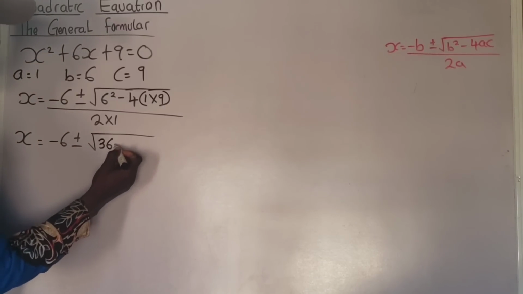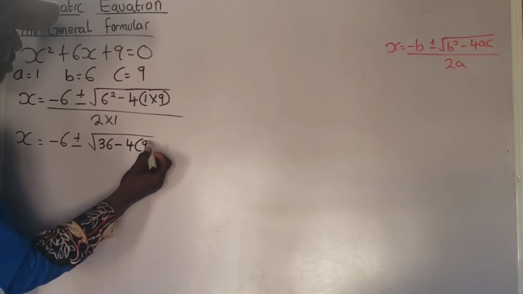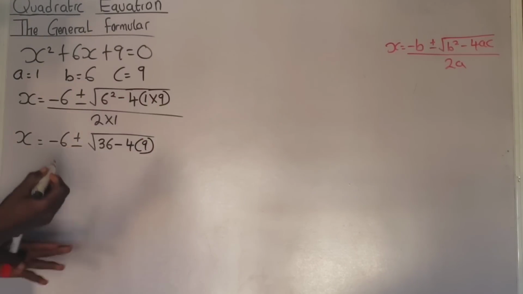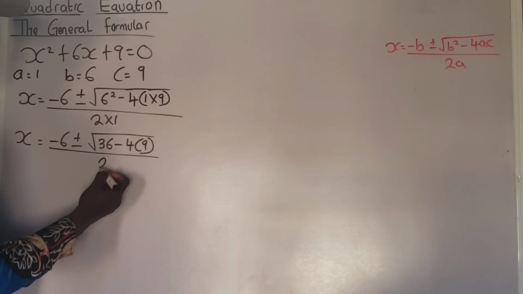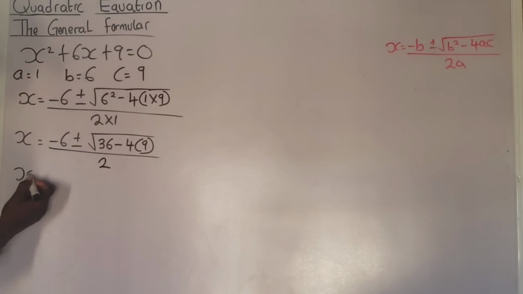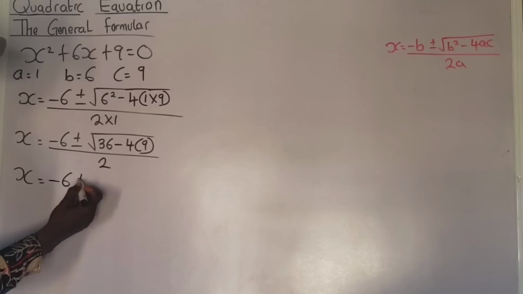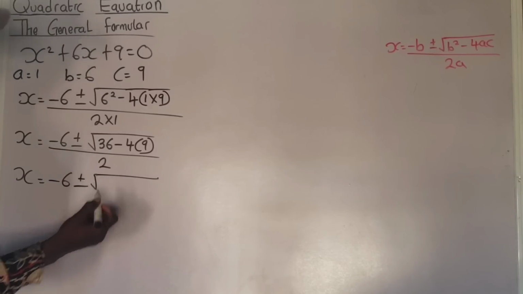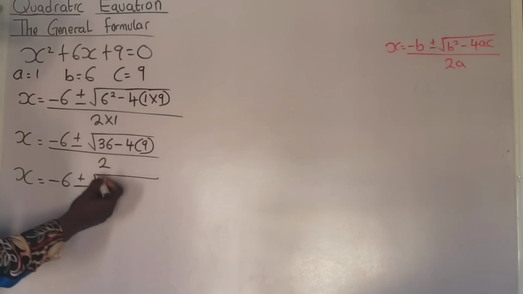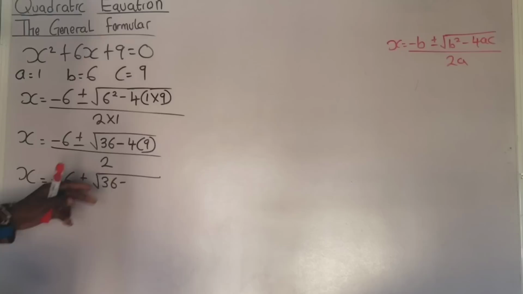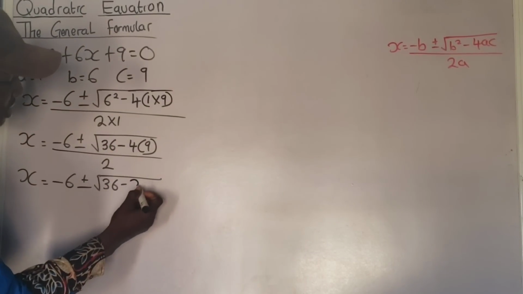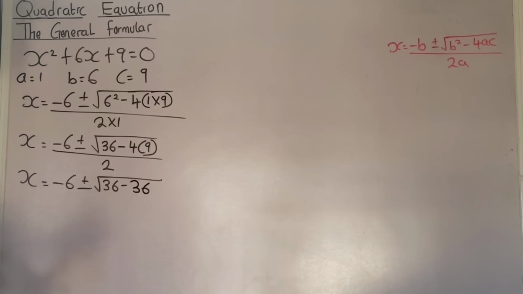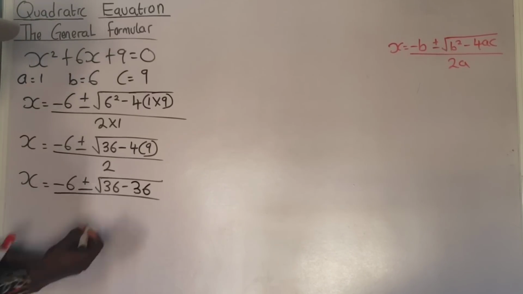36. 36 minus 4 multiplied by 9. You understand? Because 1 times 9 is what? 9. This will give all over 2 times 1, 2. Okay. X equals minus 6 plus or minus. Now let us simplify here. We have 36 minus 4 times 9 is what? 36. So I'm going to have minus 36. Do you understand? All over 2.